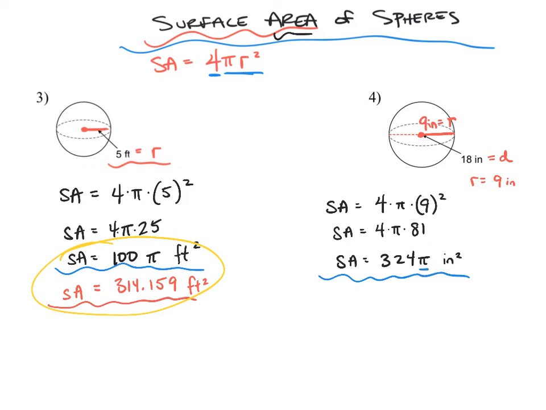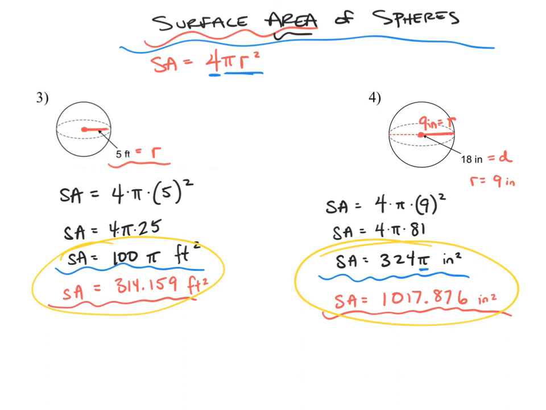But now I could multiply by pi to get an answer rounded to the nearest thousandth, a decimal answer. 324 times the pi button on my calculator. Oops, I hit a wrong button. Try it again. 324 times the pi button on my calculator says that the answer is 1017.876. Still inches, still squared. So there's an answer that's not in terms of pi.